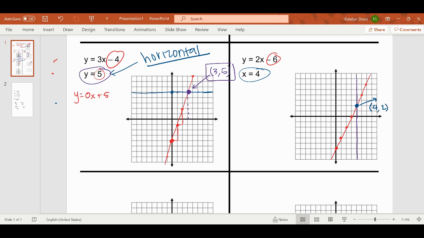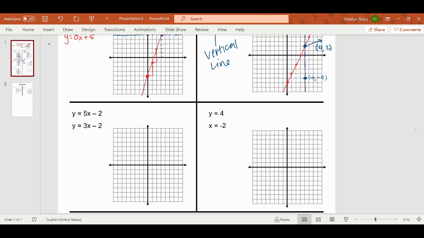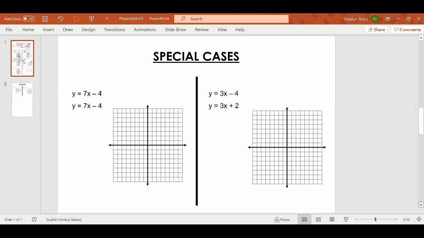To talk about what I mean by x is always 4, if I were to write the coordinate for this point on the line, my x is still 4, but now my y is negative 5. So no matter what, my x coordinate on this line is always going to be 4. So this is a vertical line. All right, now let's move on to the last two here on the worksheet.